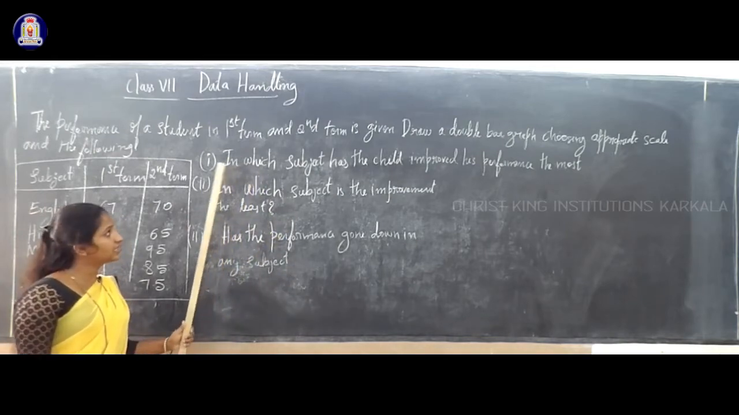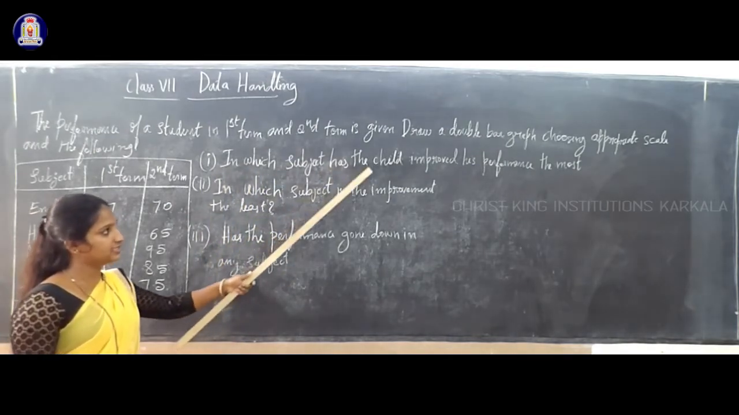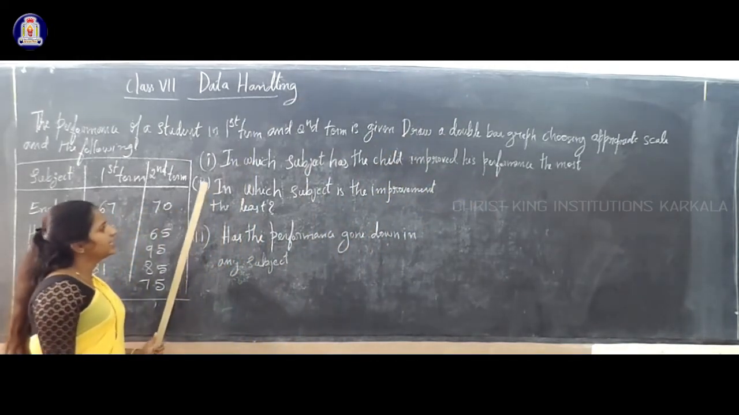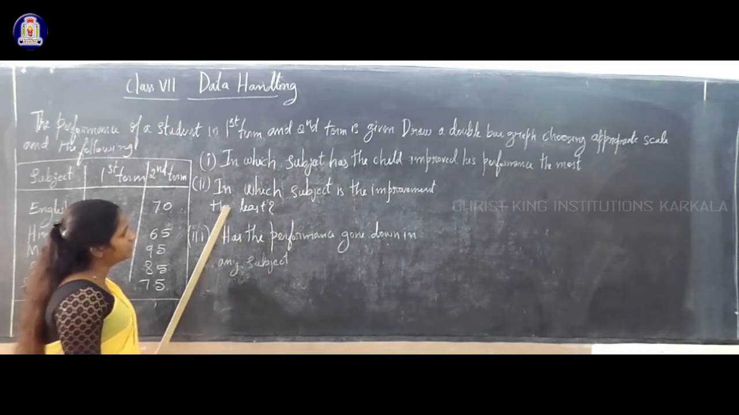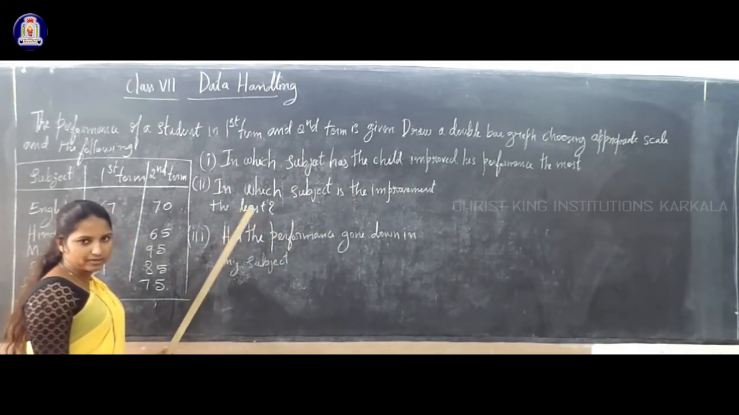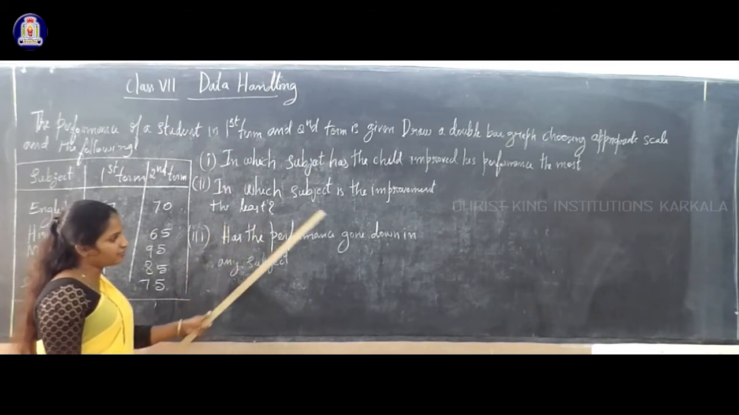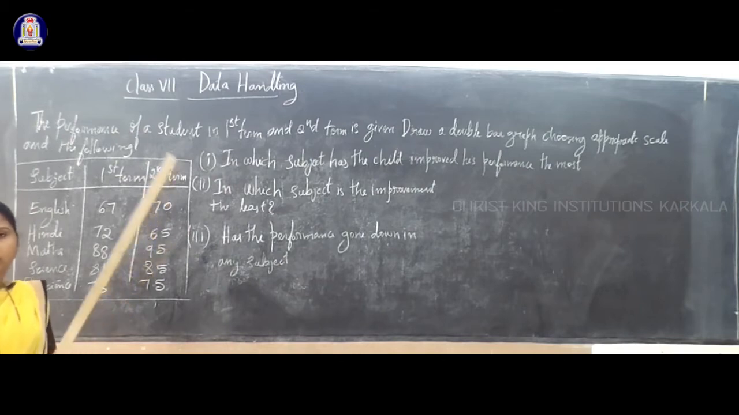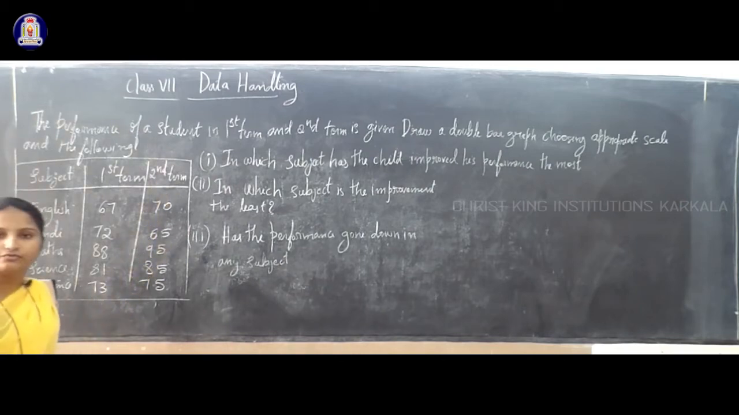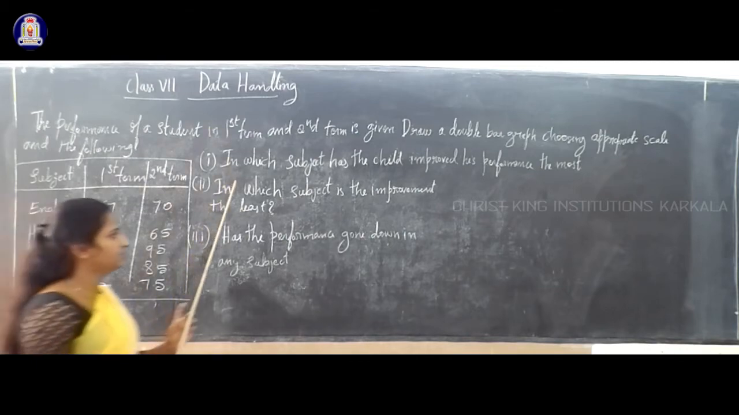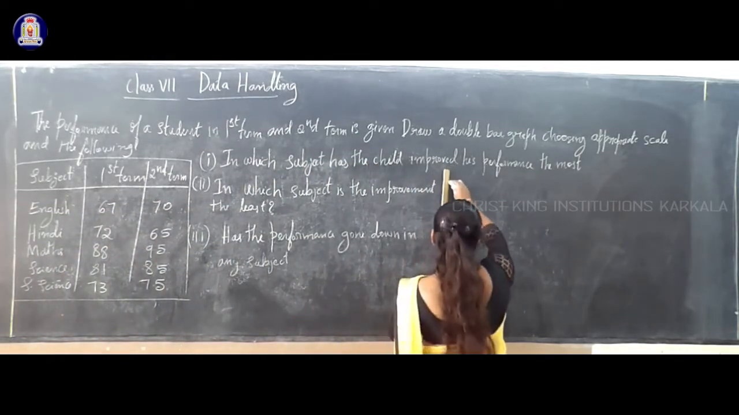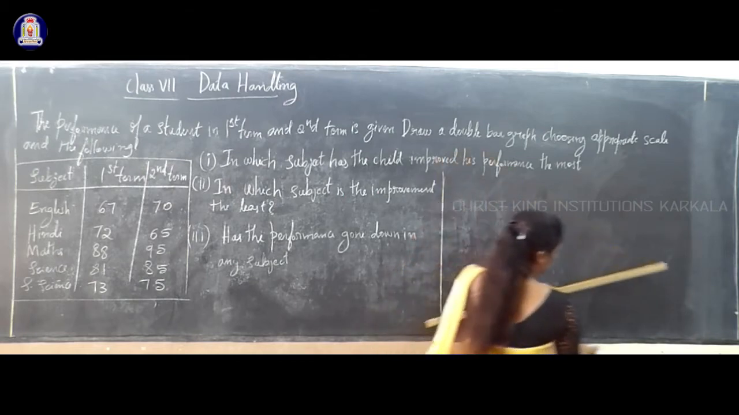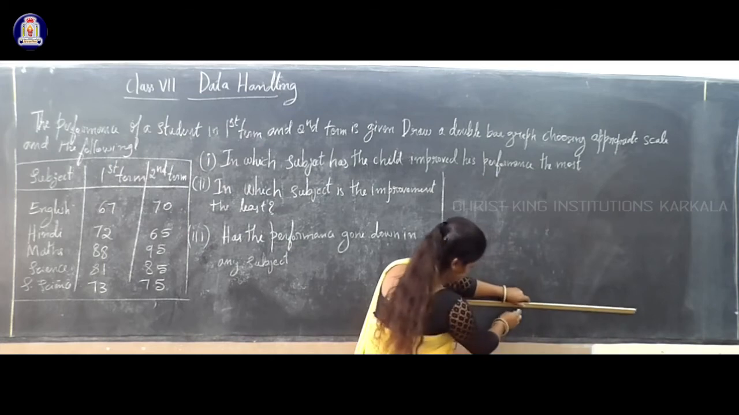So here the questions are like this. In which subject has the child improved his performance the most? The second question, in which subject is the improvement the least? The third one, has the performance gone down in any subject? So now first we have to draw the double bar graph. Then we have to answer the following. Clear? So now first you have to draw a vertical and a horizontal line. This is the vertical line, and here draw the horizontal line.